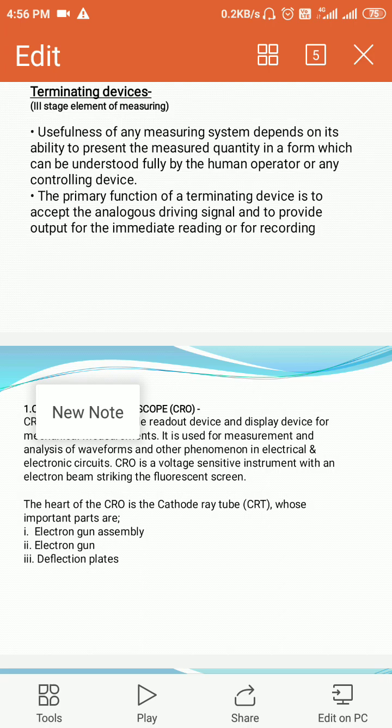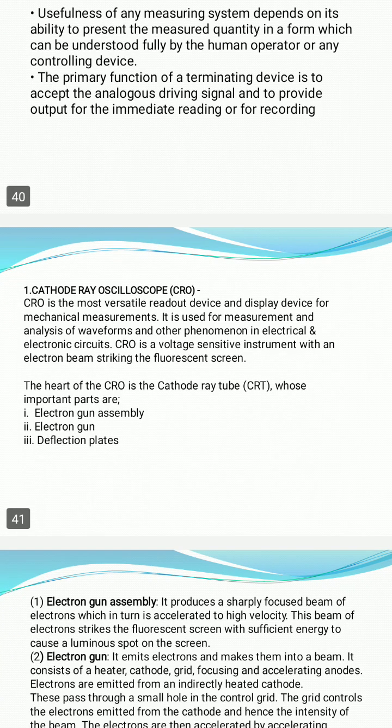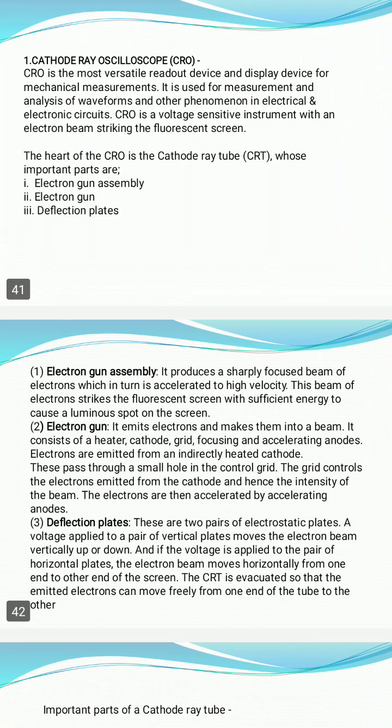Terminating devices are the elements of the measurement systems which display the readings for the observer. They display the readings in the form of analog or digital forms, correct? Now these terminating devices are of different types. The most important terminating device that we are going to study today is the cathode ray oscilloscope.